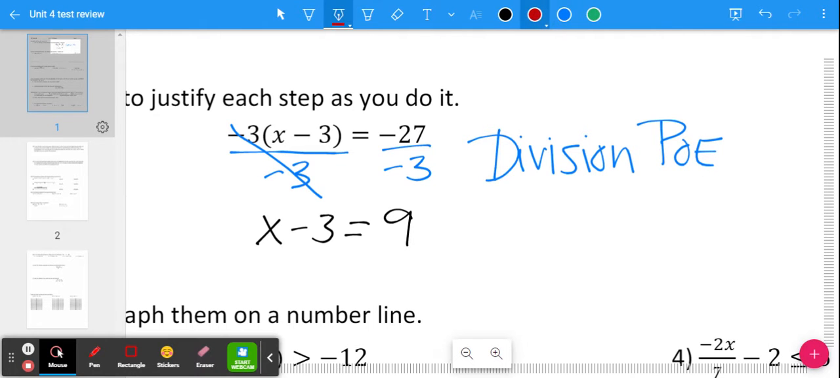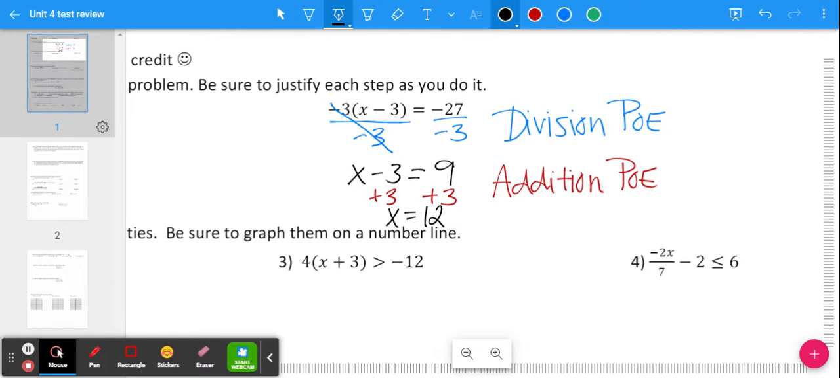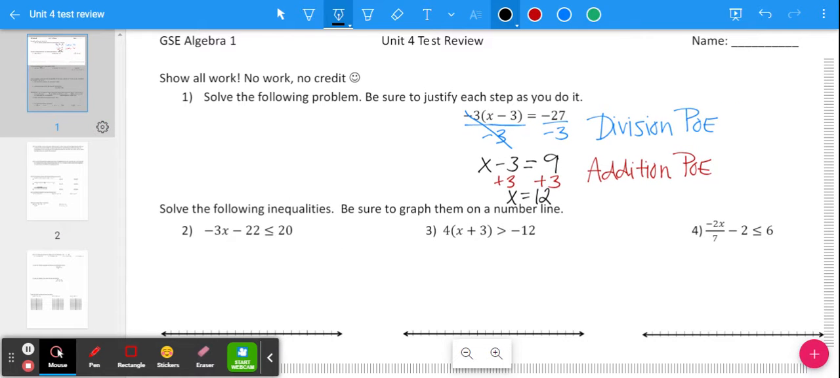From there, we have x minus 3. So to isolate the x, you have to add 3 to both sides using the addition property of equality. And you're left with x equals 9 plus 3 is 12. So there's two different methods you could use for solving that one. Use whichever one you prefer.